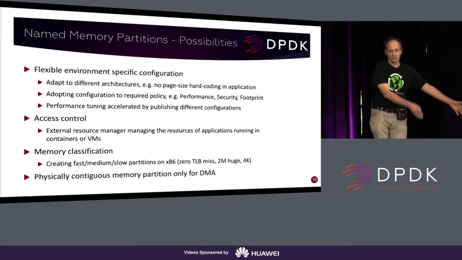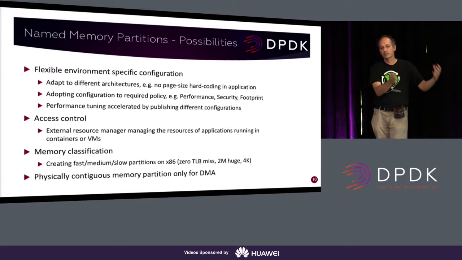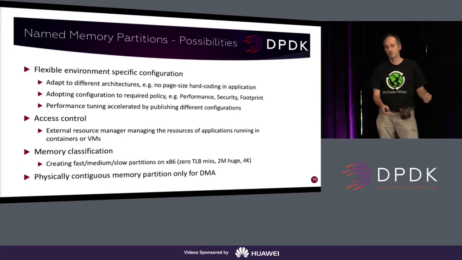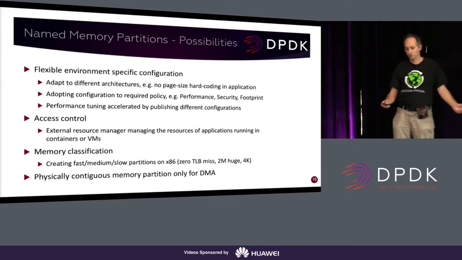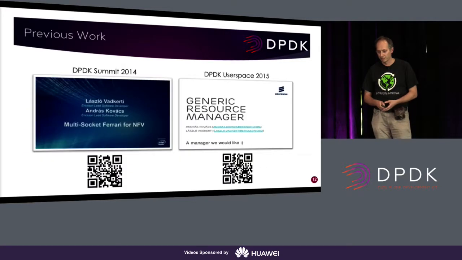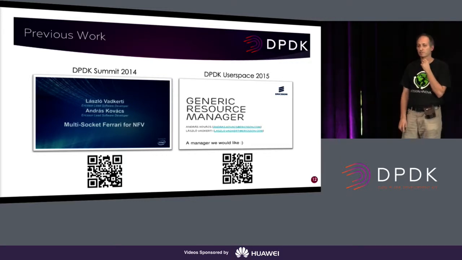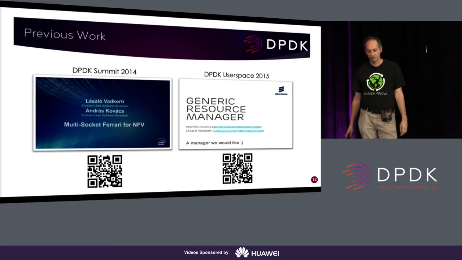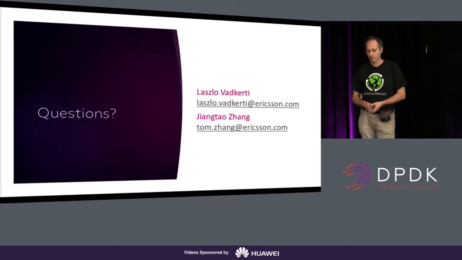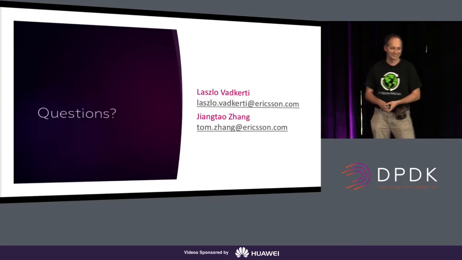So you publish on a specific environment. You describe what fast memory means, which might mean different on an x86 than on an ARM. So that's basically it. I hope you got the idea. And this is our previous work. So few of you might already have seen our work, like we presented in the first DPDK summit. And so that's it, basically. Questions?